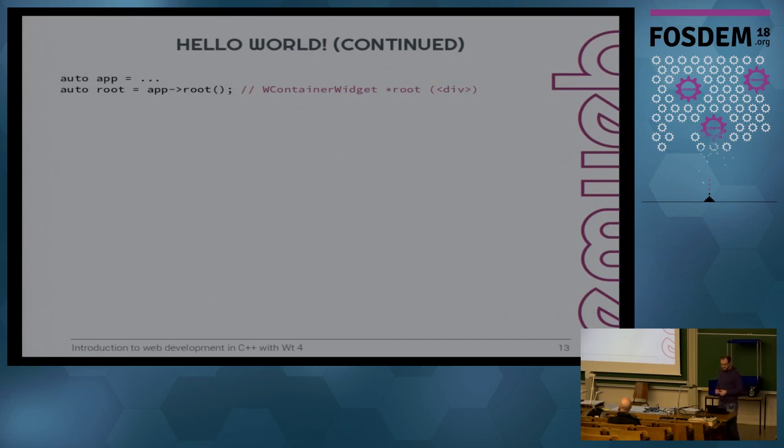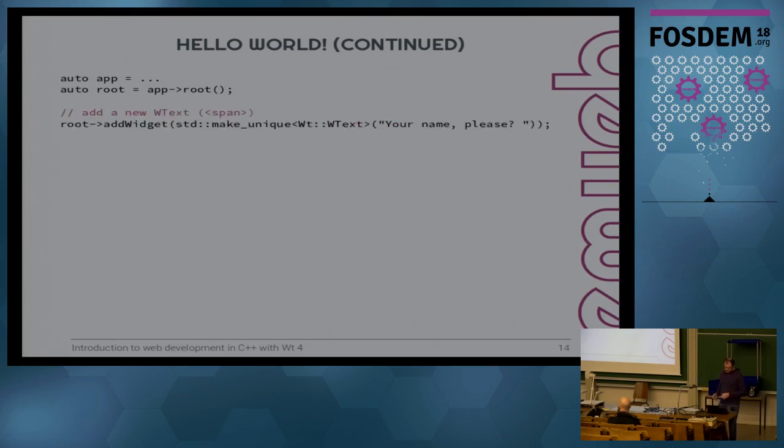So this empty page already has a div element inside of it. That's the root. We call that a WContainerWidget. It's just a widget that you can put stuff into. And so we're going to add a WText. So you make a new WText, give it some string, and then use addWidget to add it, which is a bit verbose, so we shorten that to just addNew, which does exactly the same.